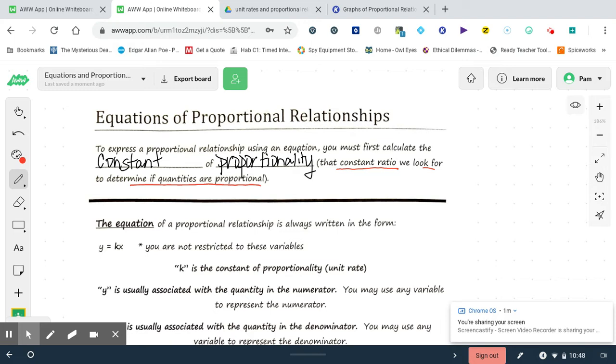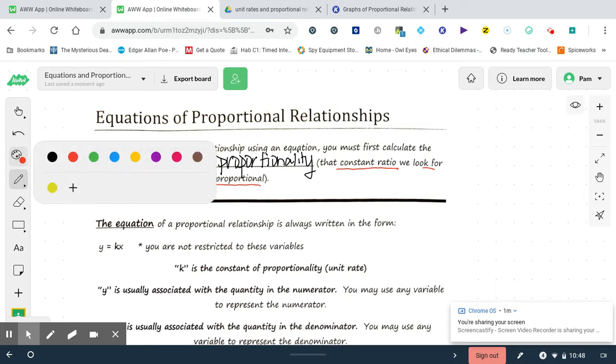So basically, you take two values and you divide them. And if you keep getting the same number over and over and over, we say it's proportional. But that number that you're getting over and over is called your constant of proportionality. All right, so we'll take a look at these.